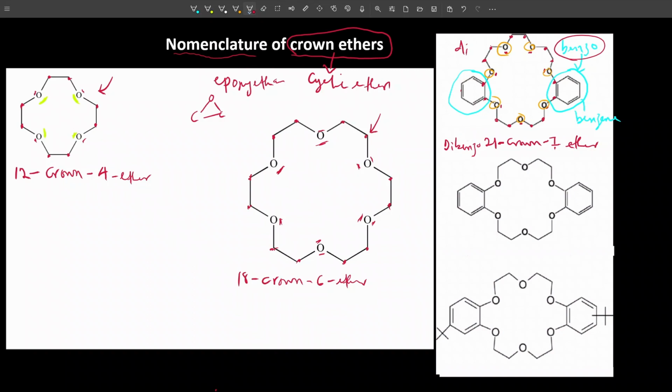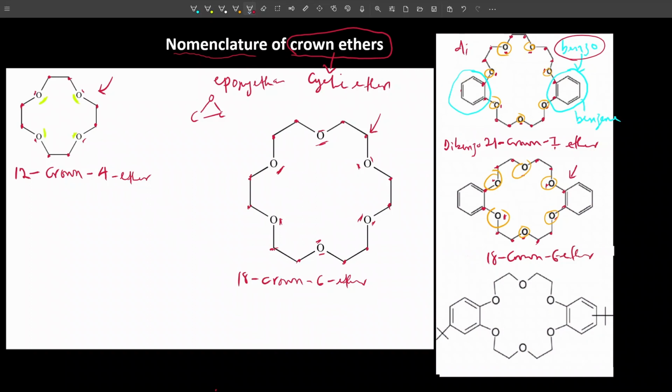Let's name this other one down here as well. The first thing to do again is to name the original crown ether. We have 1, 2, 3, 4, 5, 6, 7, 8, 9, 10, 11, 12, 13, 14, 15, 16, 17, 18. So this is 18. Then add crown, so 18 crown. How many oxygen atoms do we have here? We have 1, 2, 3, 4, 5, 6. That gives me 18 crown 6 ether.